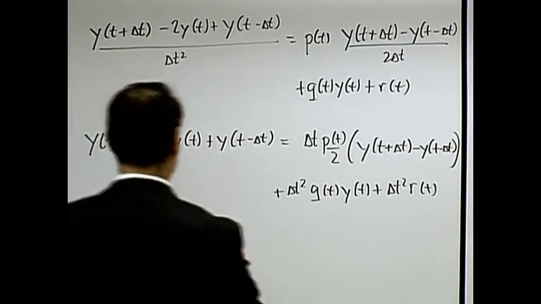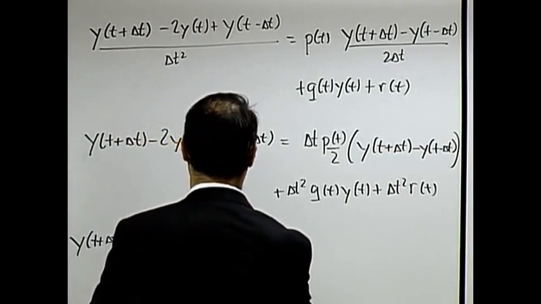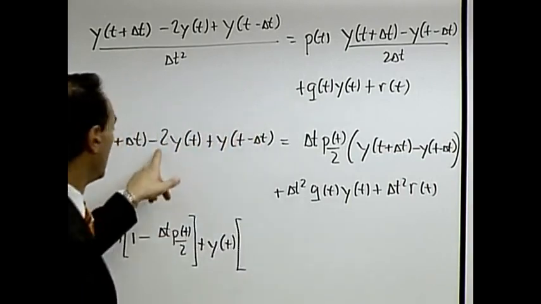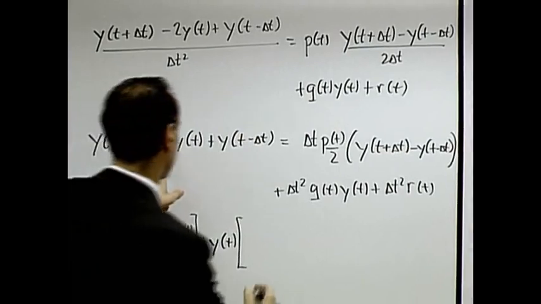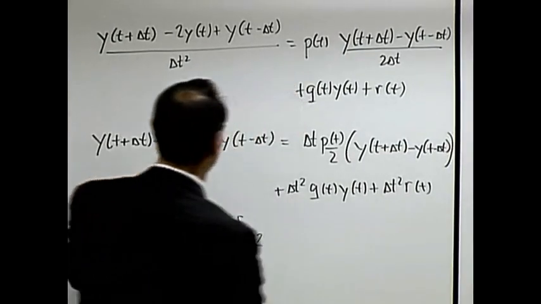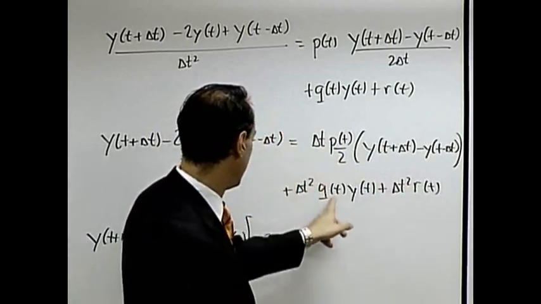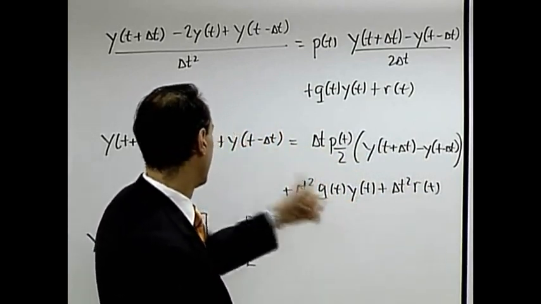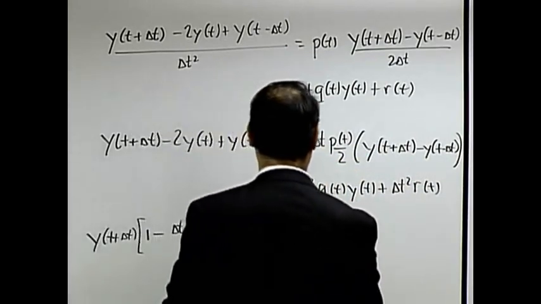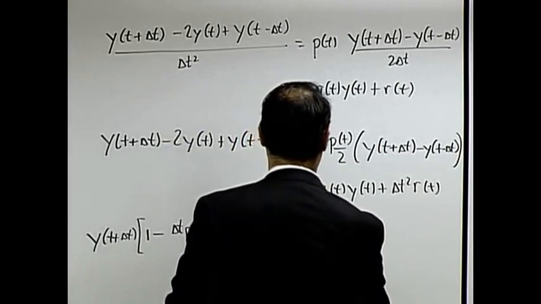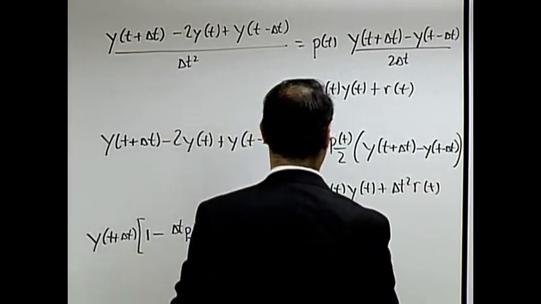Great. Plus, I have my y of t terms. How many of those do I have? Minus 2 of them here. And on this side, there's none here. There's none there. Here's some right there. I'm going to move it to the other side. So I get minus delta t squared q of t. That's it.